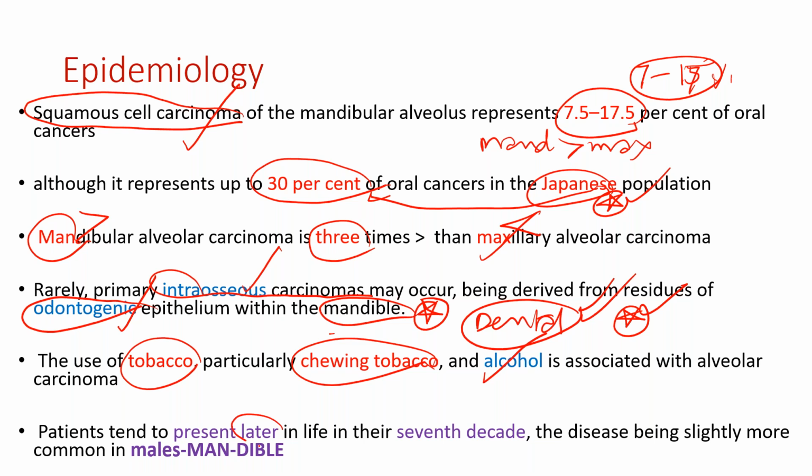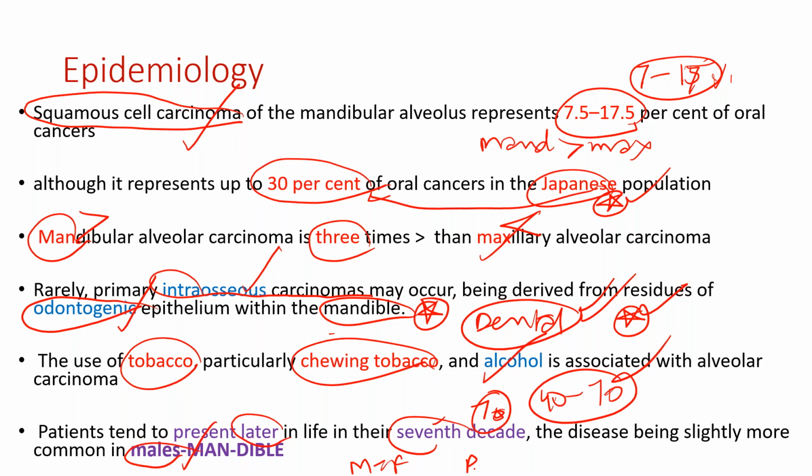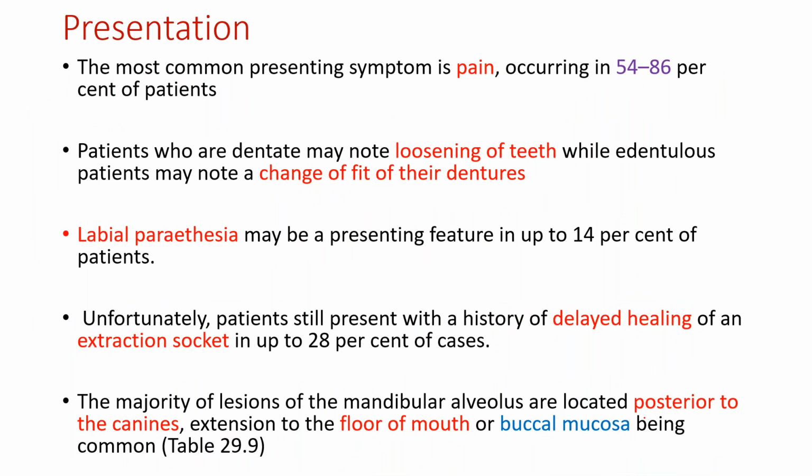So they present later in life, in the 7th decade. Most of the time, patients are 60 to 70 years old. 40 to 70 years is the presentation age for oral cancer tumors. And more common in the males. In maxilla, male equals female, but reverse smoking is more common in females. But in mandible, male is more common.